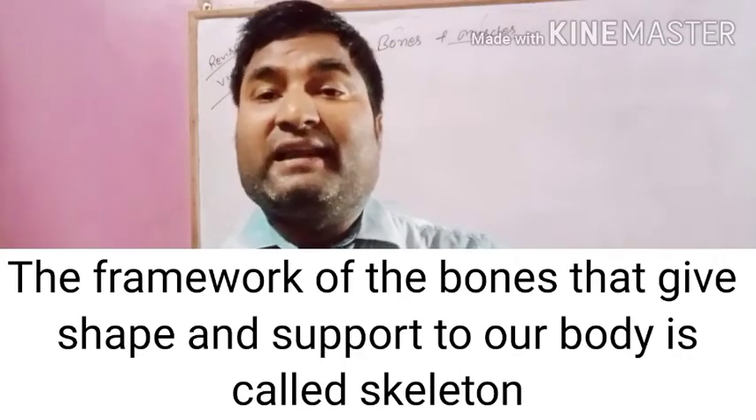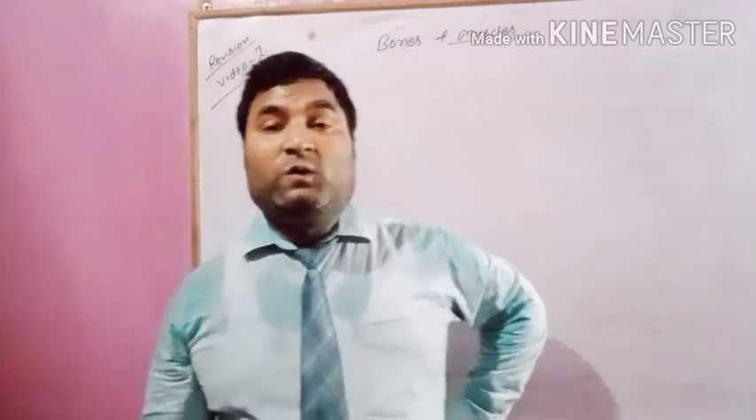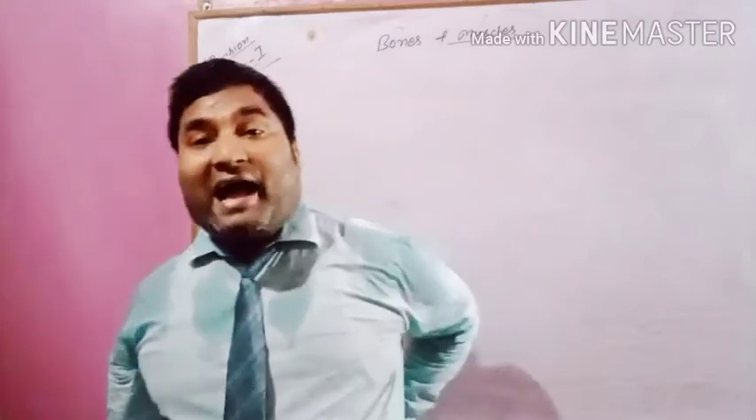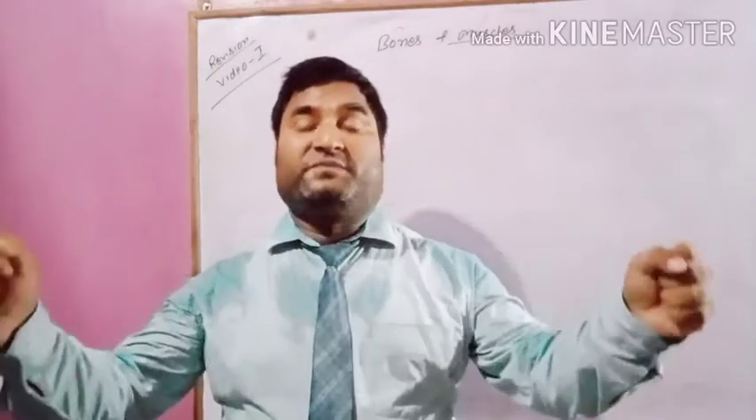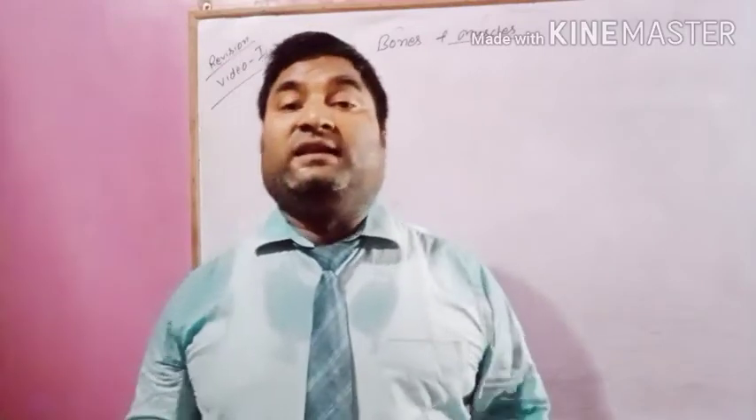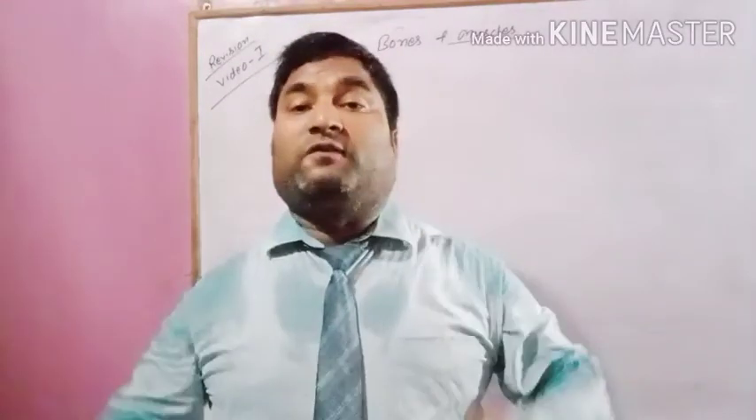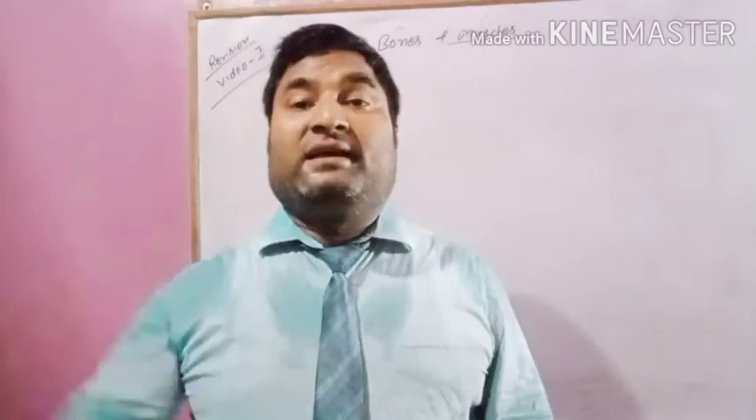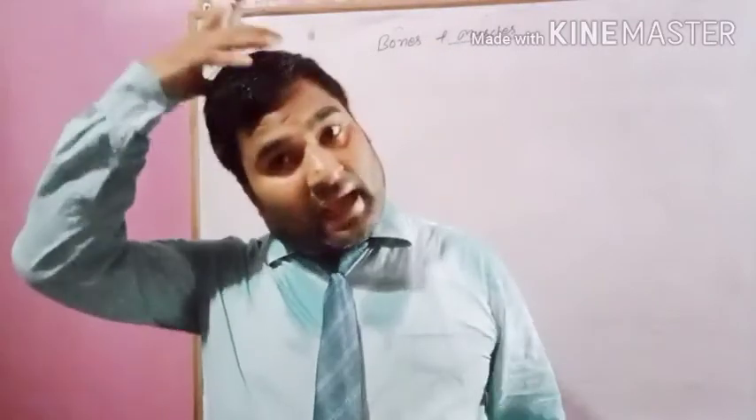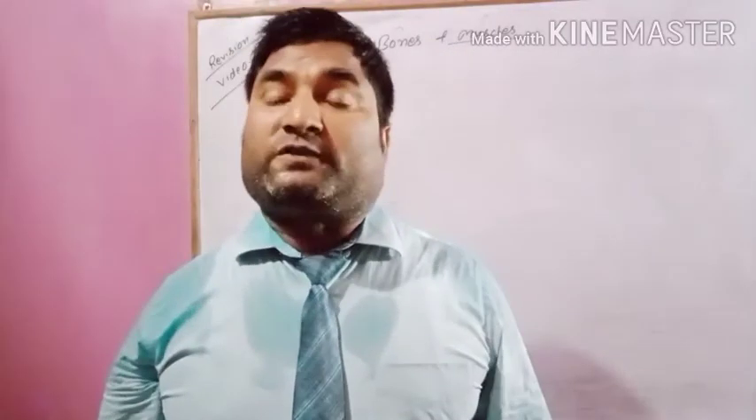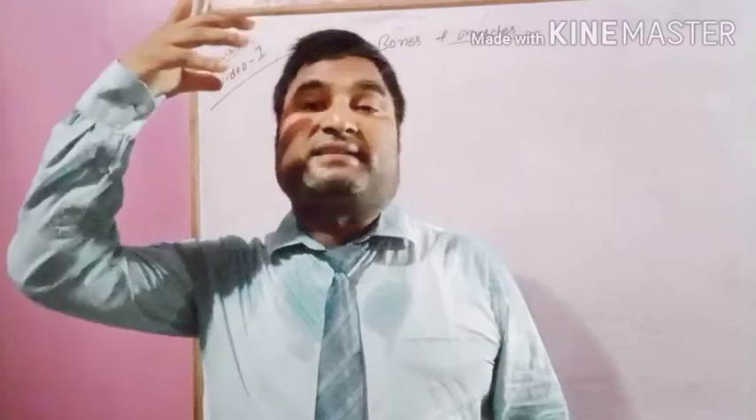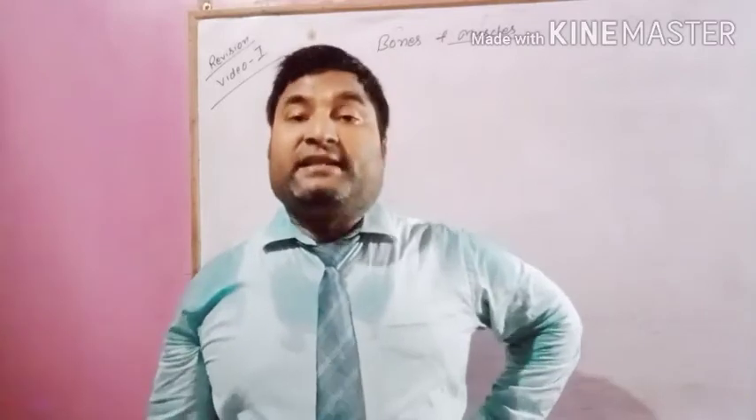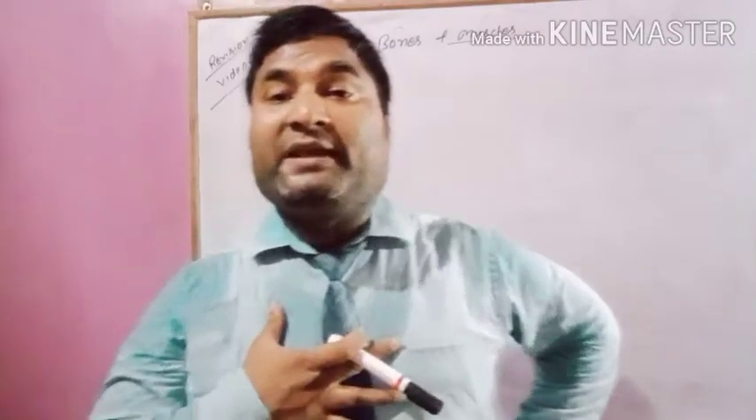Skeleton includes skull, rib cage, backbone and the limbs. So, skull is the hardest part of our body and it contains the brain. It is also called brain box because the brain is safe in the skull. Okay, next is rib cage. What is rib cage?